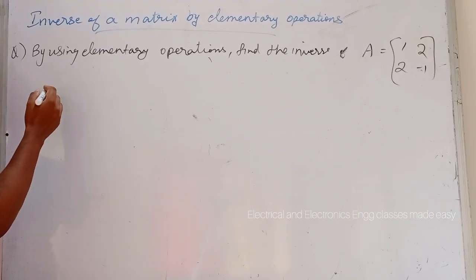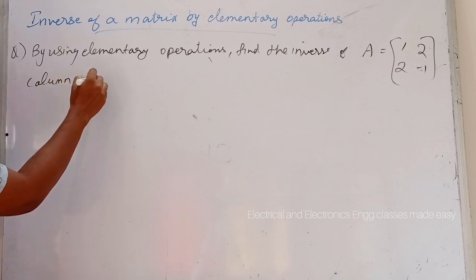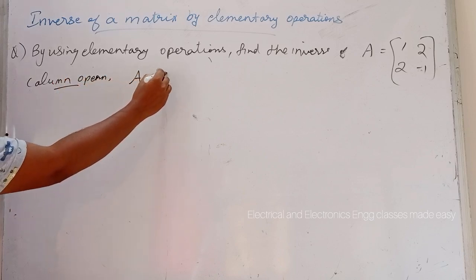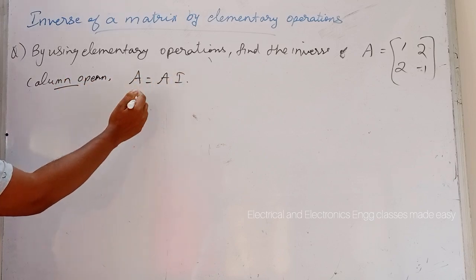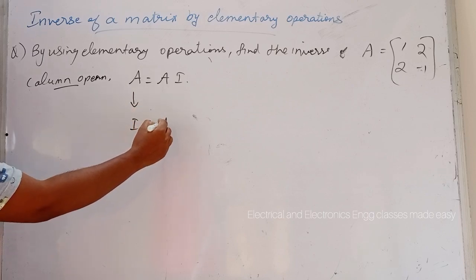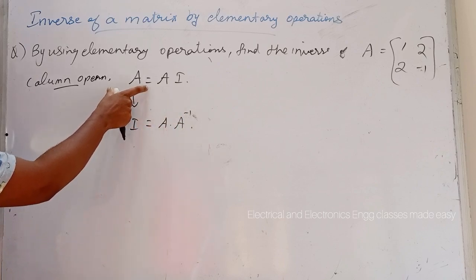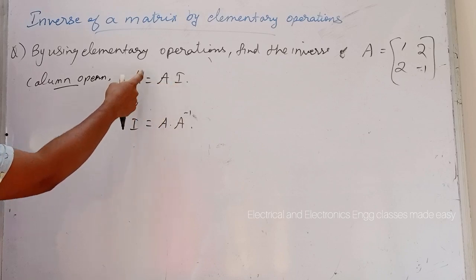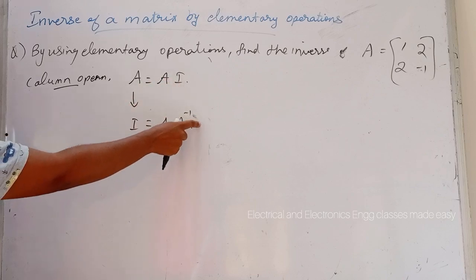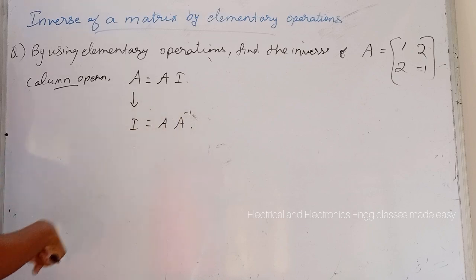Then the elementary column operation. So here we have to write A is equal to A into I, and then make this one as I is equal to A into A inverse. So here we have to write A is equal to A into I and make this A as the identity matrix. Then this identity matrix will become the inverse of this matrix A.